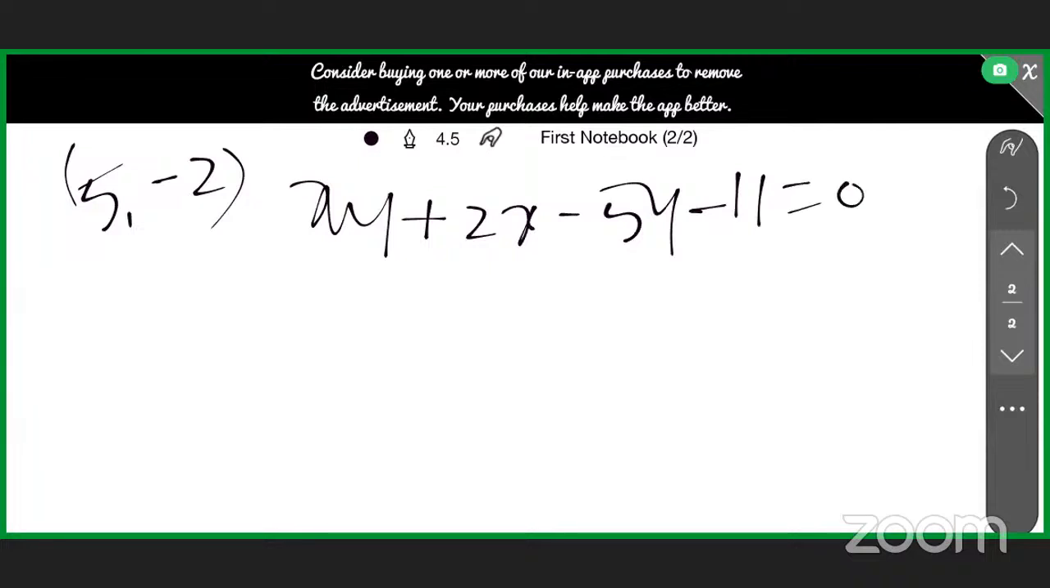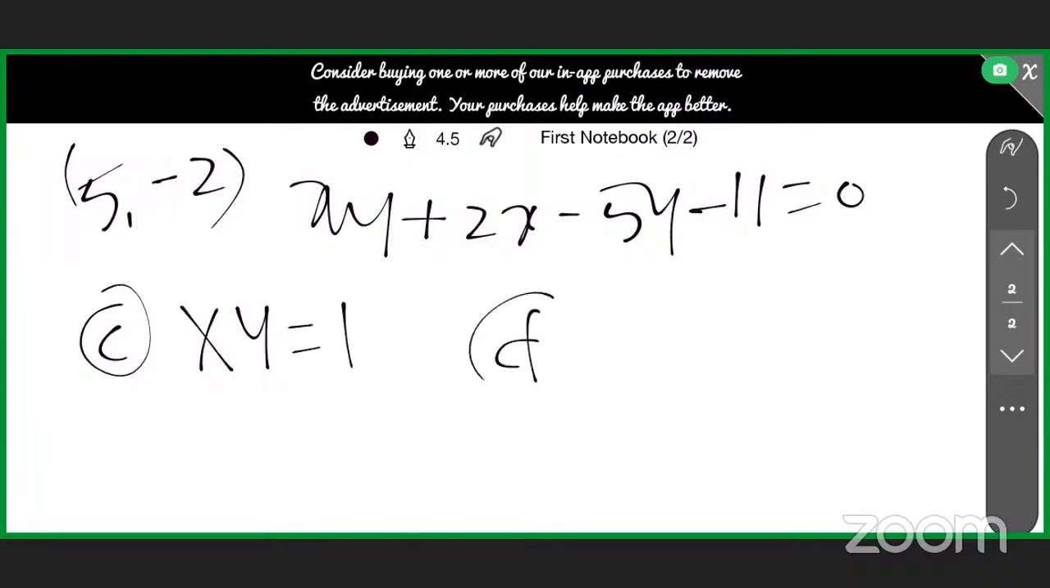What was your answer? XY is equal to 1, sir. Is it small xy or capital XY? Capital, sir. We can't use a small xy there. Sometimes in the options there will be capital XY is equal to 1, and to confuse you, they can give small xy is equal to 1 also. Always remember the transformed equation will come in capital letters.